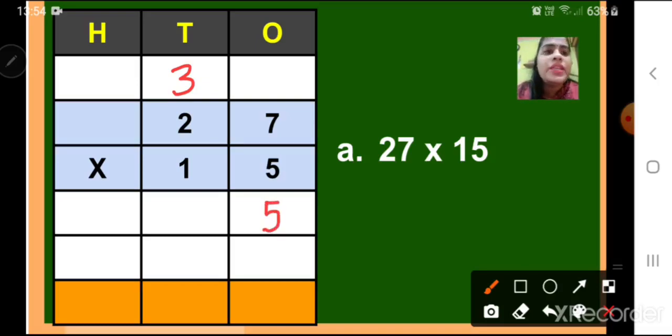After that, 5 we have to multiply with number 2, which is in the tens place. Correct? So 5 twos are 10 and there is a carry over, so we have to add. 10 plus 3 is 13. So I will write here 1 and 3, 13. Children, if you don't carry over and write directly down, it is okay because there is no other number in the hundreds place. Got it?